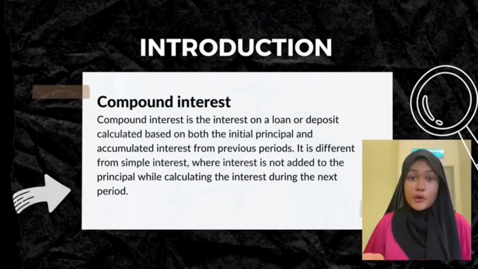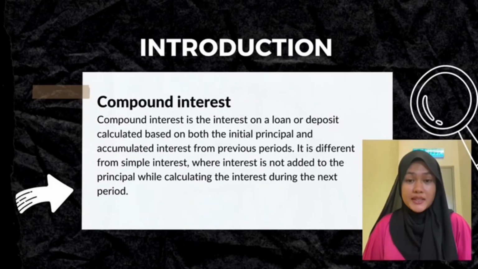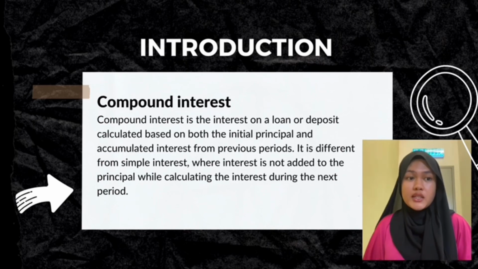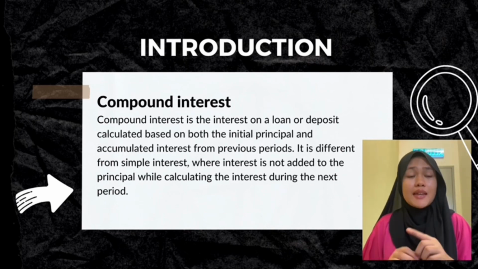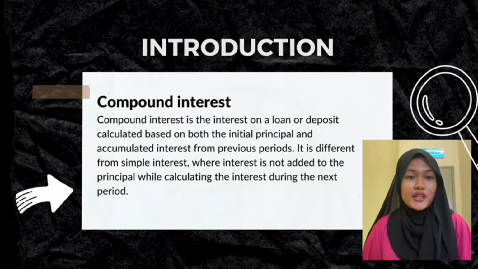So what is compound interest? Compound interest is the interest on a loan or deposit calculated based on both the initial principal and accumulated interest from previous periods. It is different from simple interest, where interest is not added to the principal while calculating the interest during the next period.